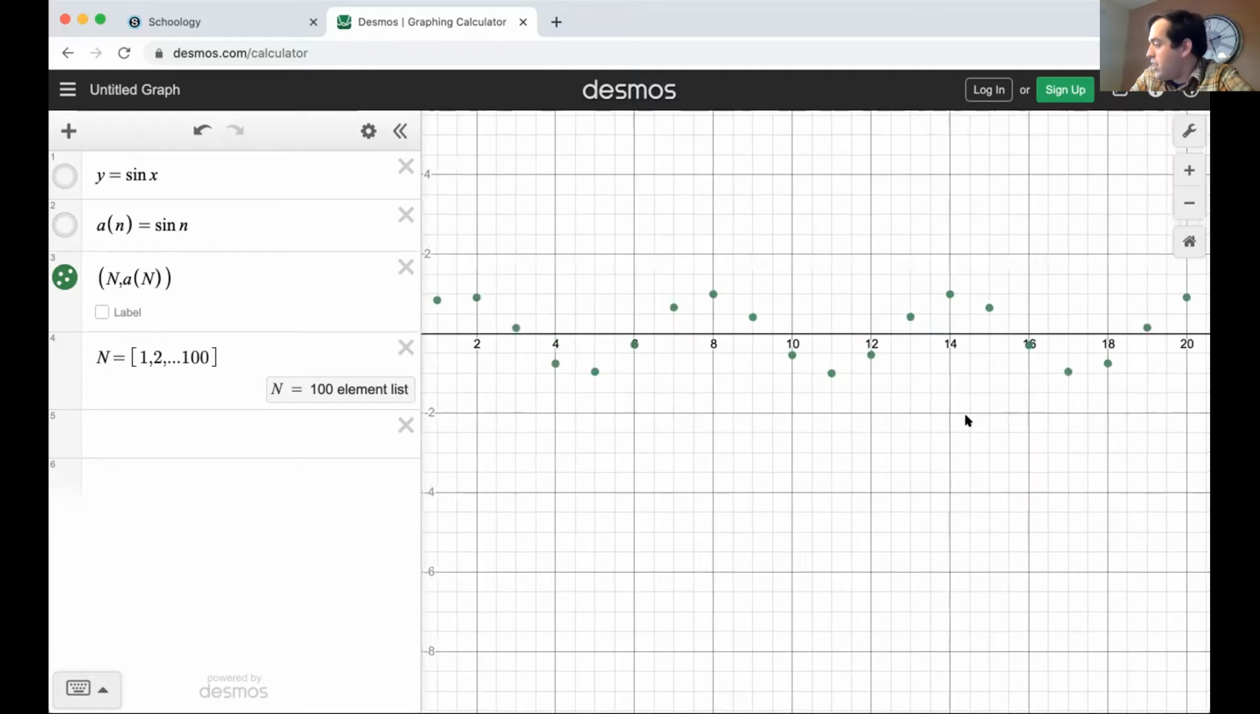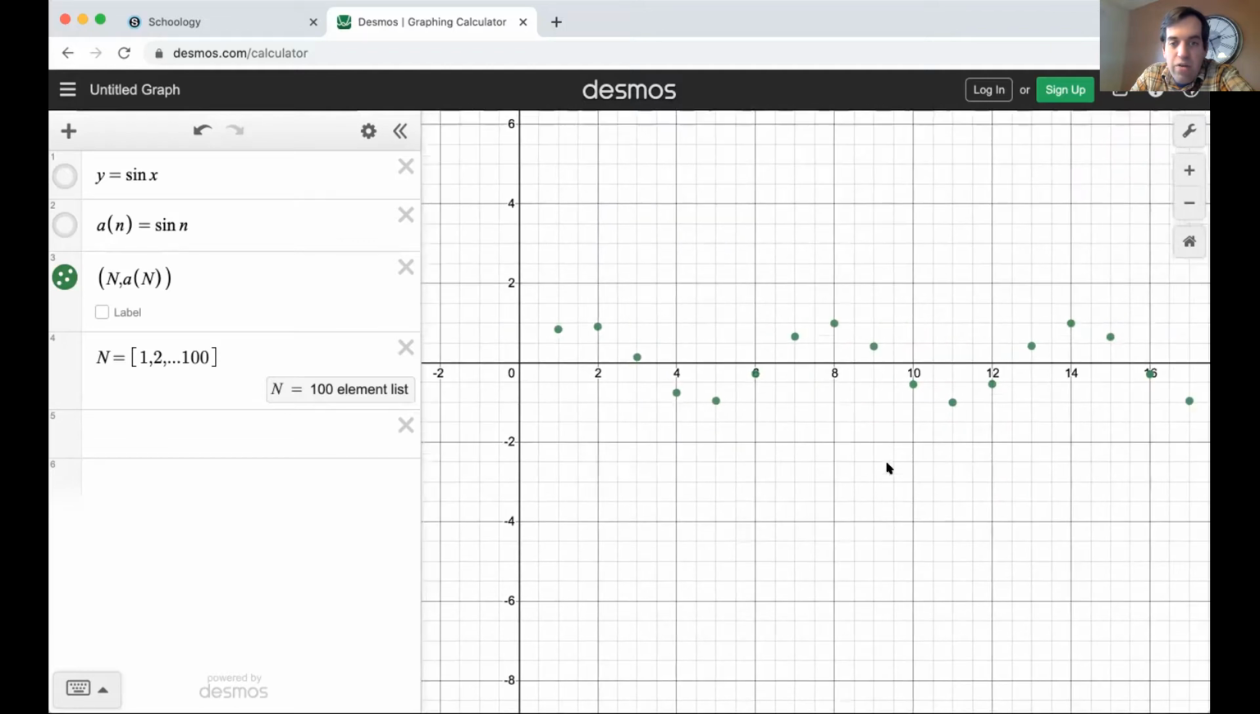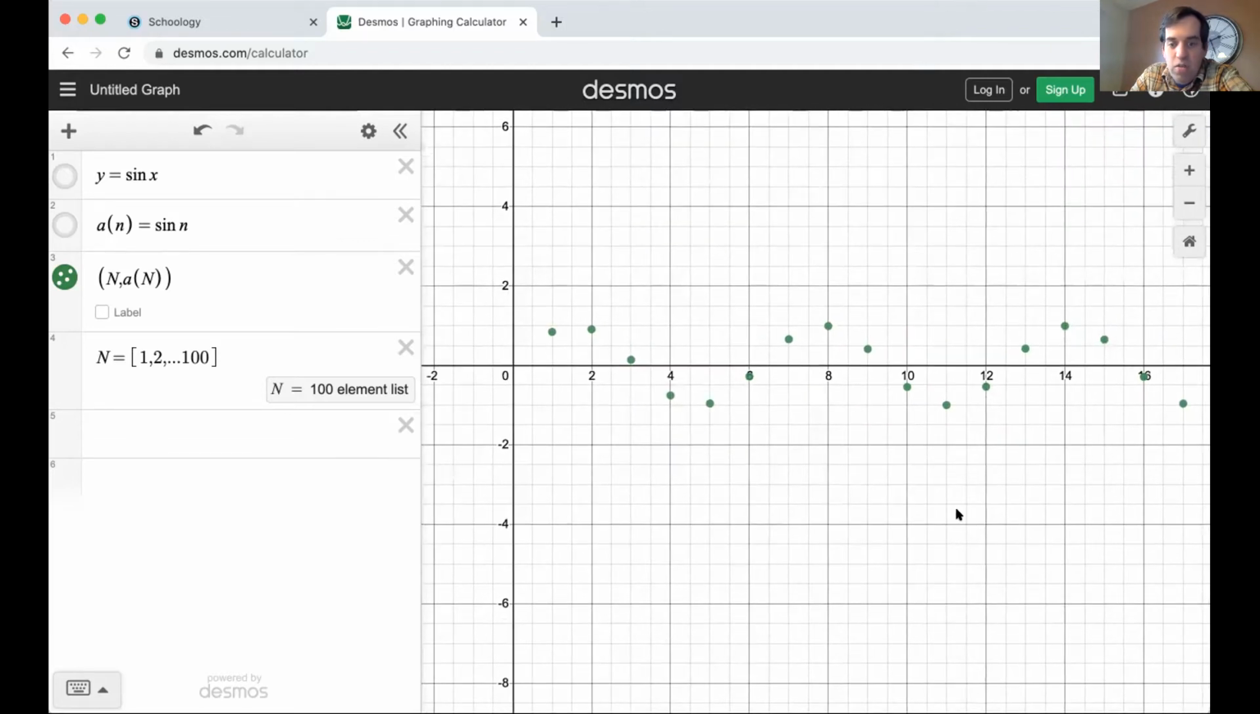So this actually diverges. Even though the terms don't get bigger and bigger, the terms don't get smaller and smaller, they just never approach one single value. They just keep bouncing up and down. So that's what I'm going to go back to the notes and write down.